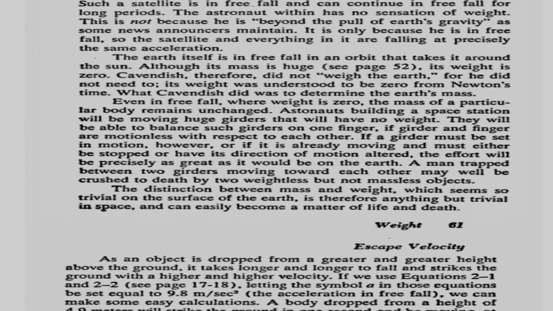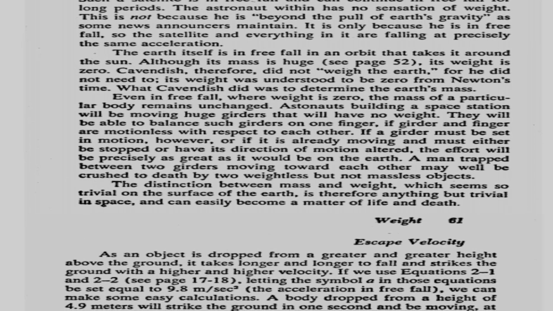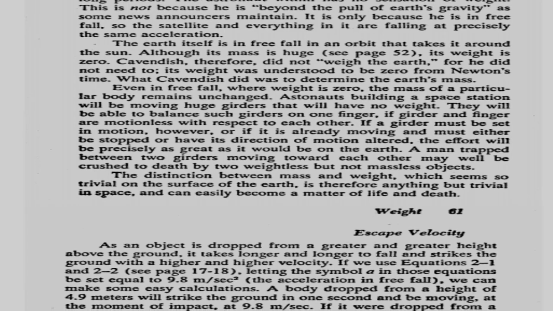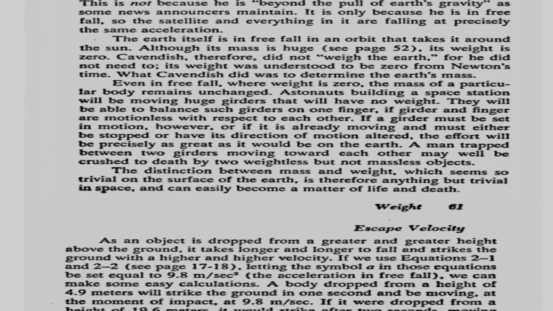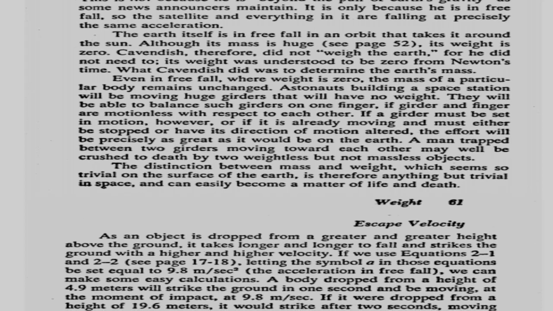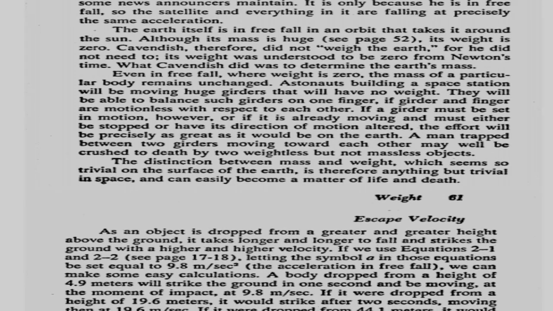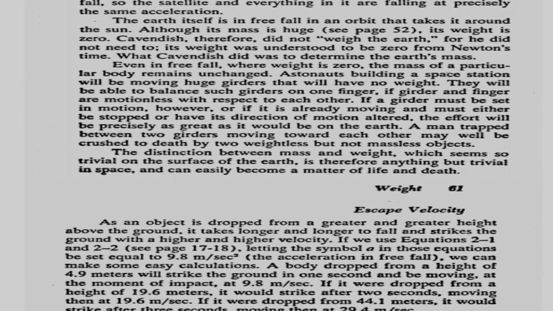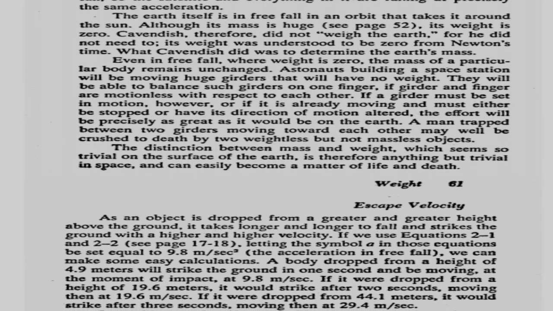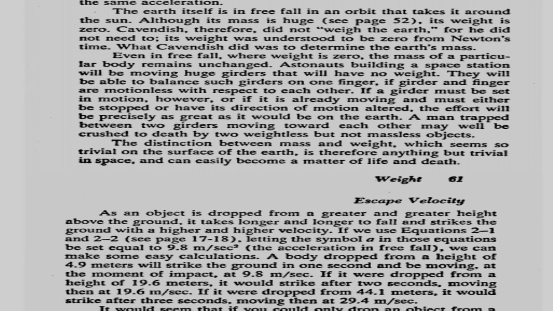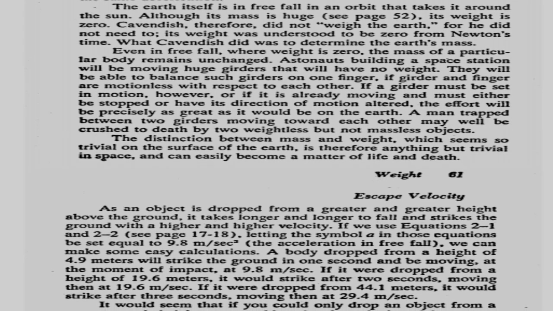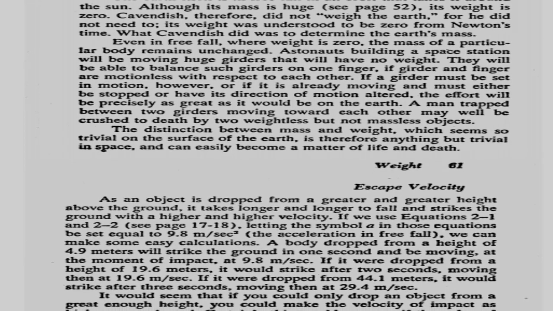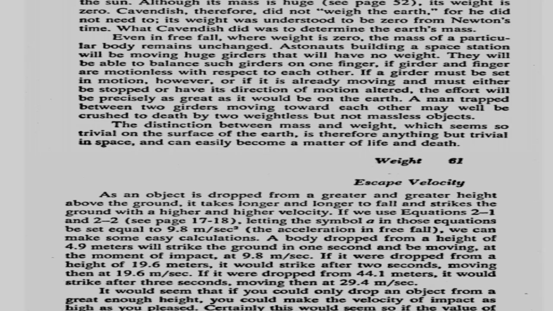If it were dropped from a height of 19.6 meters, it would strike after 2 seconds, moving then at 19.6 meters per second. If it were dropped from 44.1 meters, it would strike after 3 seconds, moving then at 29.4 meters per second. It would seem that if you could only drop an object from a great enough height, you could make the velocity of impact as high as you pleased. Certainly, this would seem so if the value of g were the same for all heights. But the value of g is not constant.